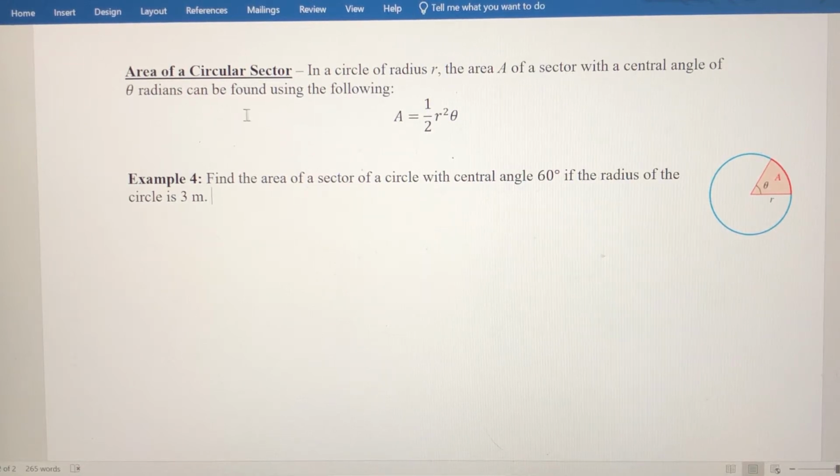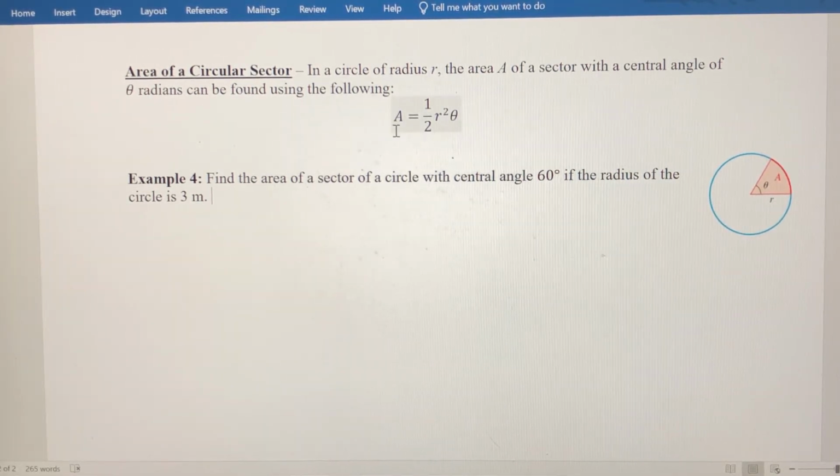Okay, so in this video, we're going to go over the area of a circular sector. First off, let's look at the diagram over here. We've got a sector of a circle, looks like a piece of pie here. The radius r is going to be part of our formula. The central angle theta is part of our formula, and the total area of this piece of pie, or this sector of this circle, can be found using this formula.